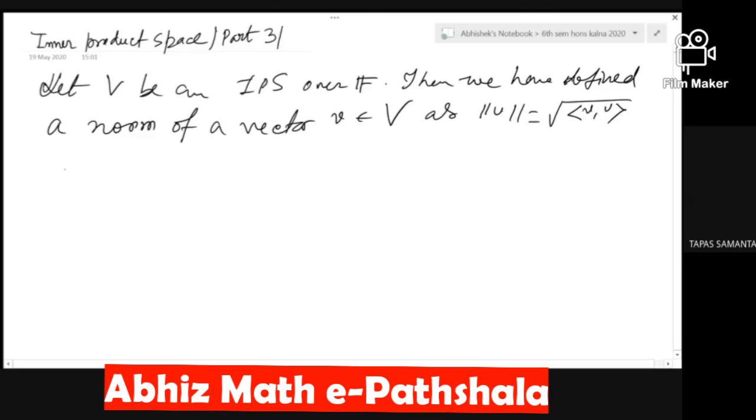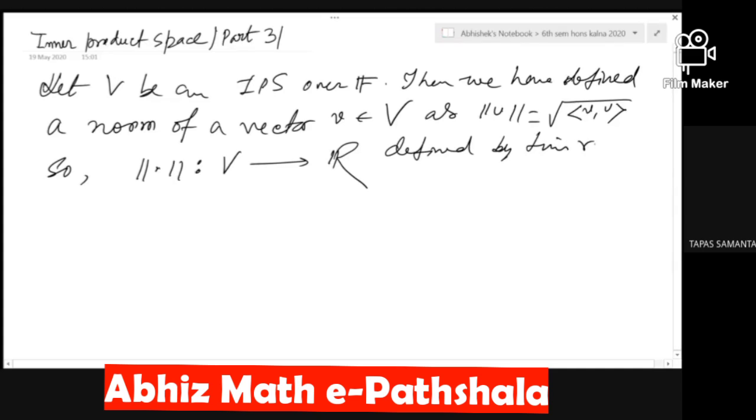So this function is a function from the inner product space V to the real number set R, defined by this rule. That is norm v equal to root over inner product v comma v.